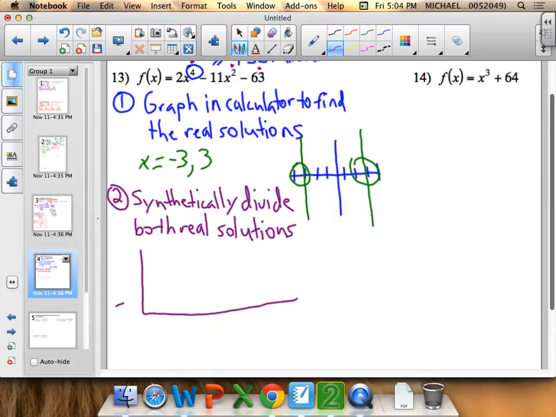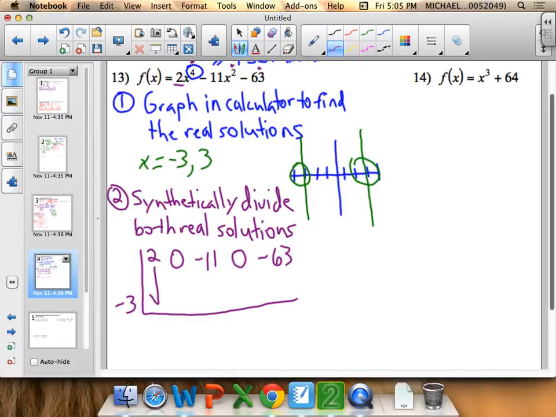I'll start with -3 first. Again, it doesn't matter. I write 2, the first coefficient. Then I need a space holder because we jump over the power of 3. Then I'll write -11. Then I'll have a space holder again because we jump over the power of 1. And then -63. I have set my synthetic division box up correctly.